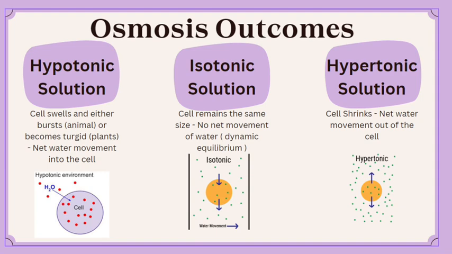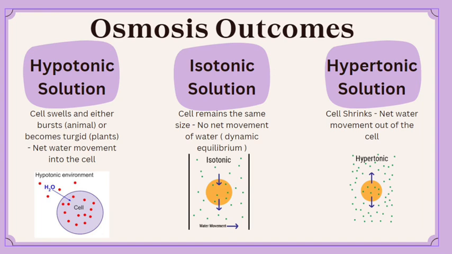Now I will be going into depth about osmosis outcomes. The first osmosis outcome is hypotonic solution. This happens when a cell swells and either bursts, which occurs in animal cells, or becomes turgid, which happens in plant cells. This happens when the net water movement goes into the cell.